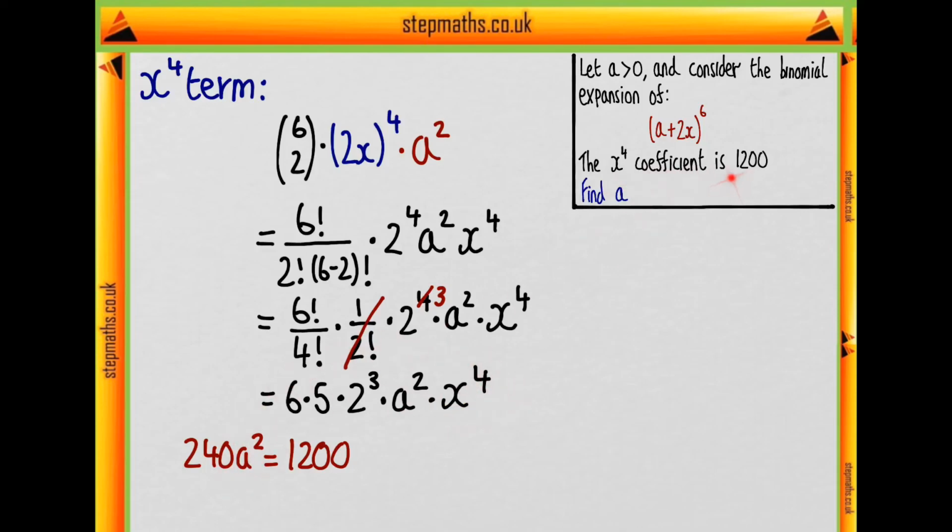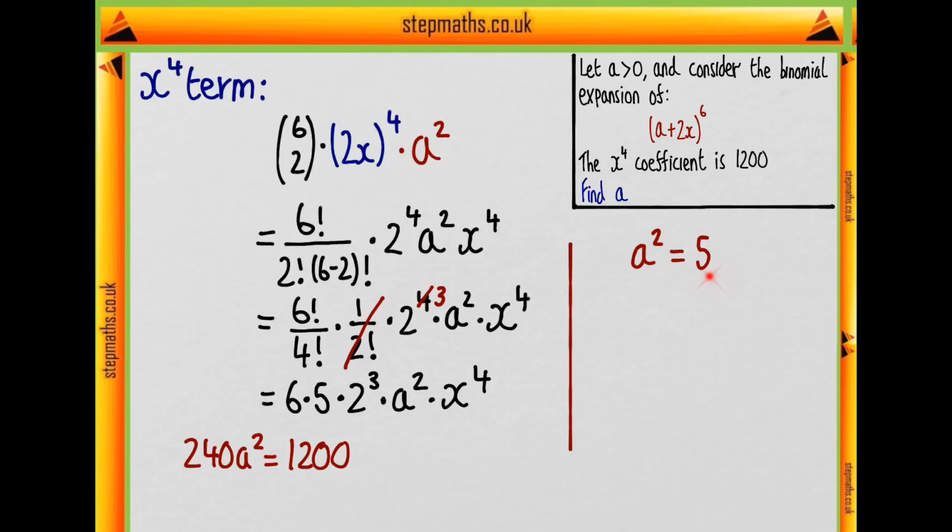But we know the x^4 coefficient is 1200, so we know this: 240 a squared is equal to 1200. And from here we can work out a, and we're on the home straight. So a squared is 1200 over 240, which is 5. That's not immediately obvious until you realise 240 times 10 is 2400. Half of that's 1200, so a squared is 5.